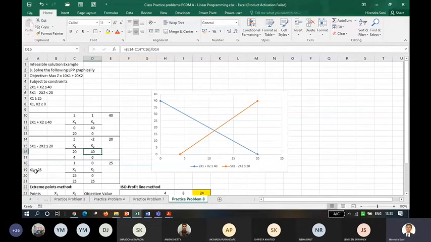Now let us look at this third one, x1 greater than or equal to 25. So when I say x1 greater than or equal to 25, that means the x1 line will come here, and it will be talking about this region, whereas these two lines are talking about this region. So there is no common region between all the three lines, and hence you will say that it is an infeasible solution. That means we cannot have a common region for all the three equations.